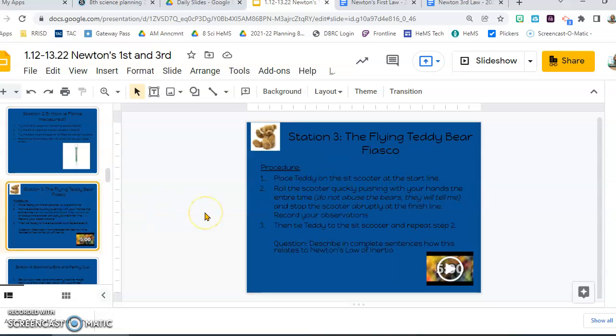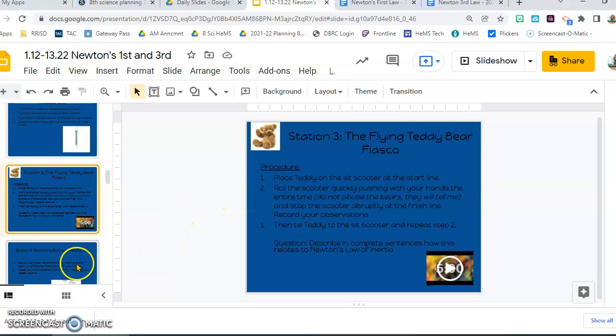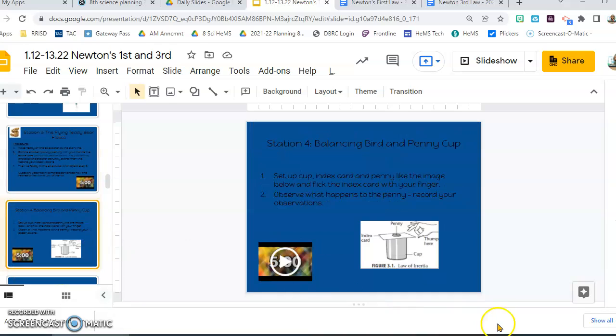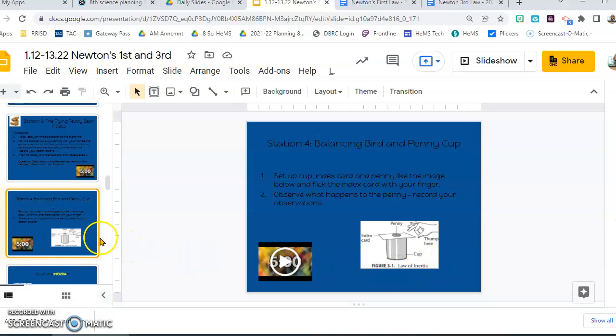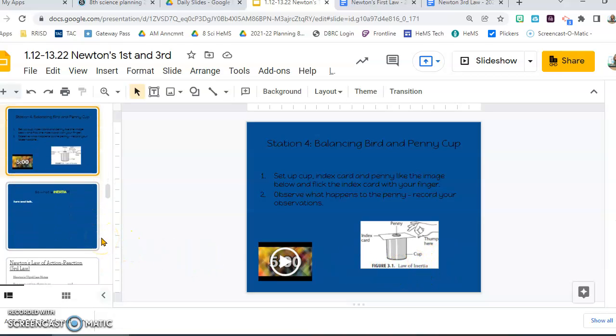The flying teddy bear fiasco. Lots of stuff. This has to do with seatbelts and not seatbelts. So you can always find something on that. And lastly, we have a penny flick. That's right here. And you can also put it into YouTube as law of inertia. You'll probably find tons of stuff. So that's really what we were doing this first part.